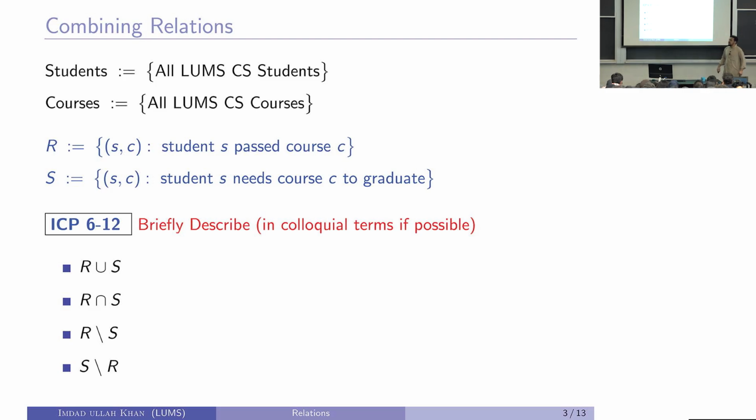That's how we can describe R union S. What would be R intersection S? It will be the set of ordered pairs of students and courses where the students have passed a required course. SC is there in R, meaning it has been passed, and SC is in S, meaning it was required. So it's the set of all required courses that have been passed.